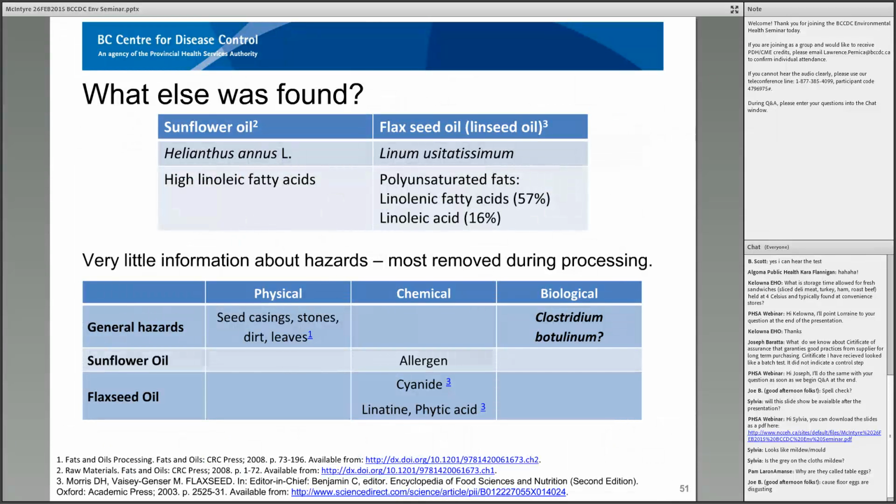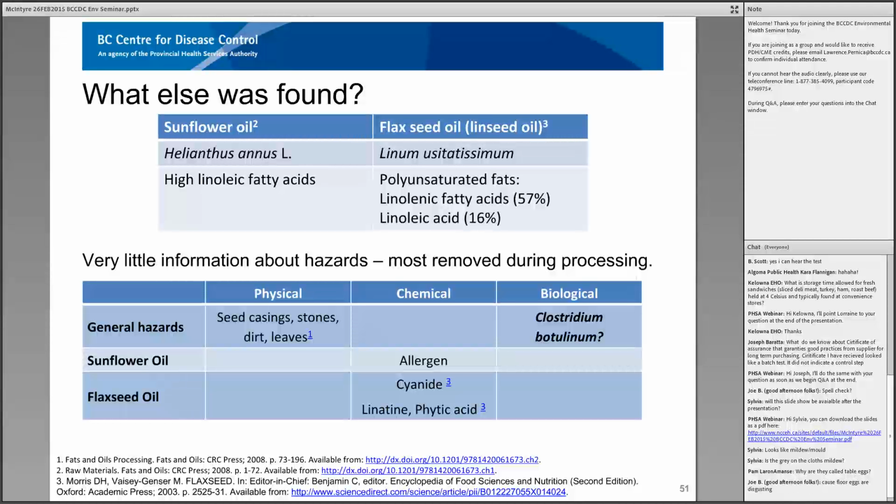I found out the plants that sunflower and flax oils are made from are all rich in high linoleic acids, so they're very healthy oils for you to ingest. But there really wasn't much information about the hazards that would be in a crude extraction, because most of these are removed during that extensive processing. So what I could figure out was that there were possibilities for physical hazards like dirt and seed casings that might be left over. Flaxseed oil does contain some chemicals that might be an issue and potential allergens.